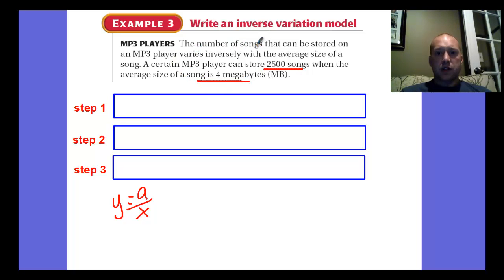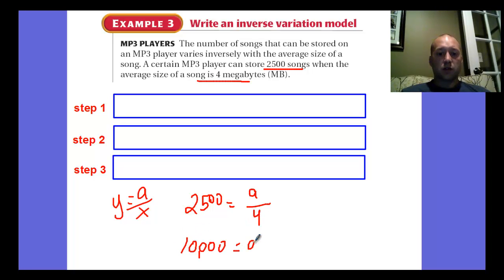And so we know that the songs that can be stored on an MP3 player varies inversely with the average size. The order that it is written is very important. So y would be the first portion, the number of songs. And so the number of songs, 2,500, would be y, equals a, which we do not know, over the 4 megabytes. Then if we multiply 2,500 times 4, we figure out that a would be 10,000.